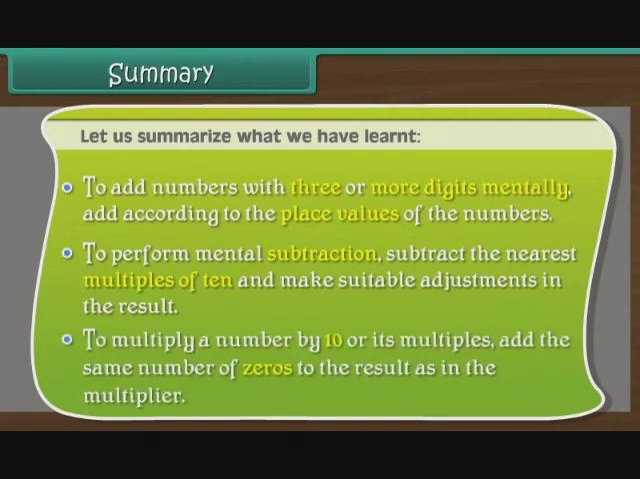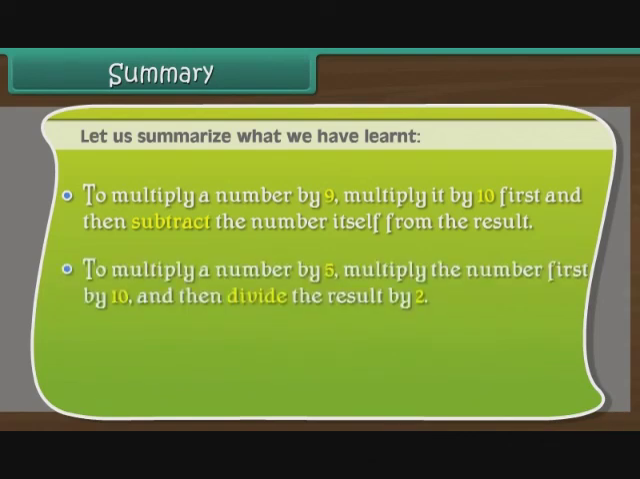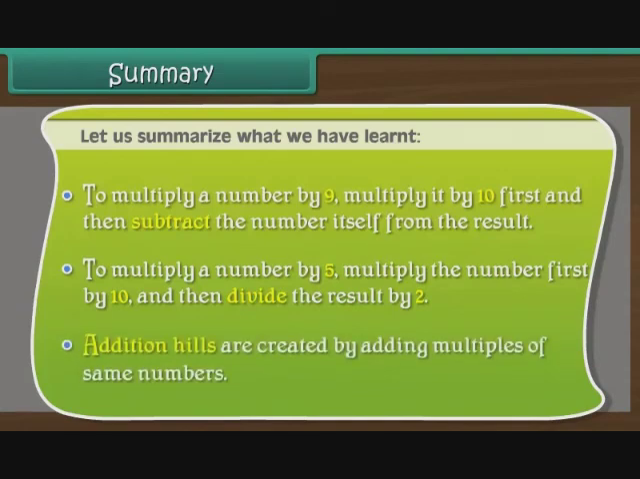To multiply a number by 10 or its multiples, add the same number of zeros to the result as in the multiplier. To multiply a number by 9, multiply it by 10 first and then subtract the number itself from the result. To multiply a number by 5, multiply the number first by 10 and then divide the result by 2. Addition hills are created by adding multiples of same numbers.